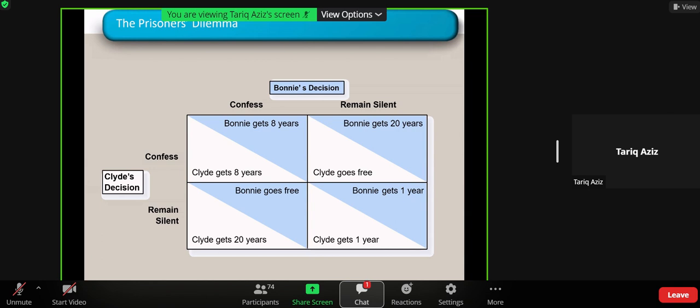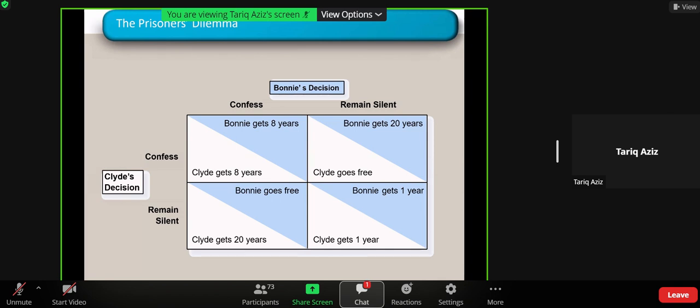then both of you have to spend 1 year in jail. And if both of you confess to the crime, then both of you have to spend 8 years in jail. And if one of you remains silent and the other confesses, the person who confesses will go free, and the person who remains silent has to spend 20 years in jail.